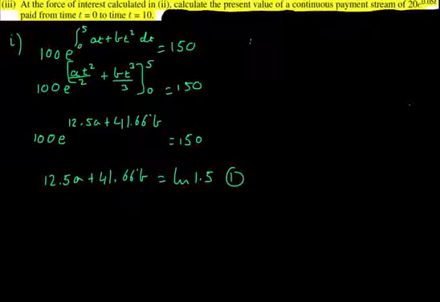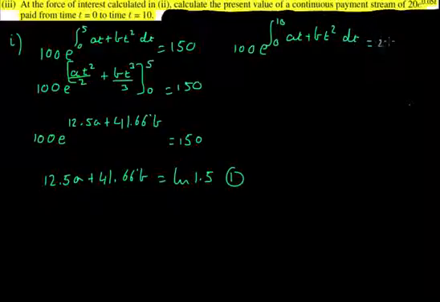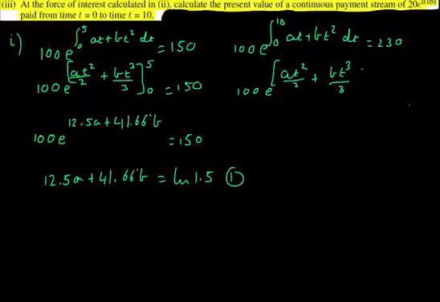Now let's do it for the other one. We know that if we have 100 and we accumulate that for 10 years, using that same delta t function, dt is equal to £230. So all we do is take the integral of that, rewriting this bit over here, AT squared on 2 plus BT cubed on 3, in between 10 and 0, equals 230.